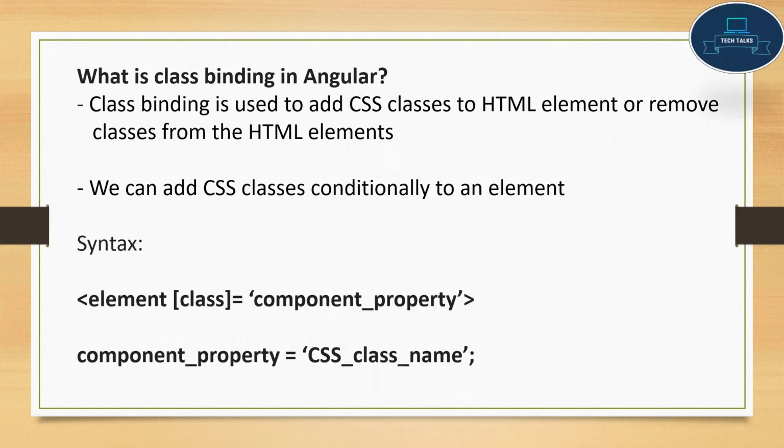Class binding is used to add CSS classes to an HTML element or remove classes from the HTML element. We can add CSS classes conditionally to an element. To perform class binding, the syntax is to define the class attribute in square brackets and assign the component property to it. In the component, you will declare the component property, which is a string property, and assign the CSS class name to it.